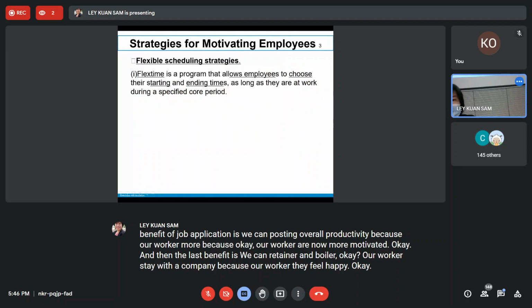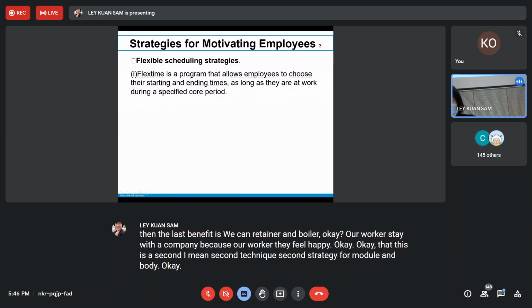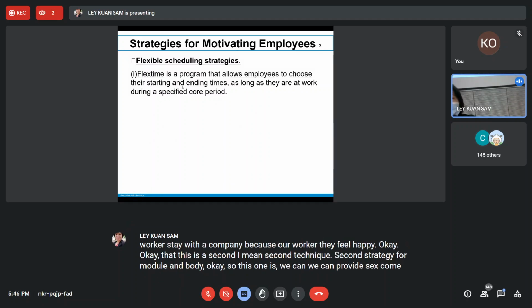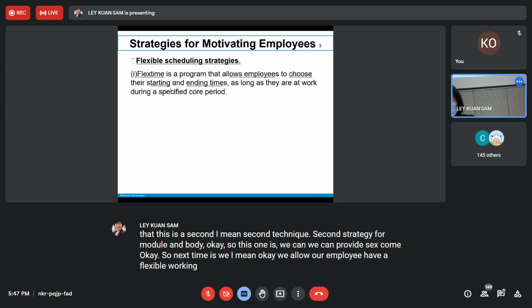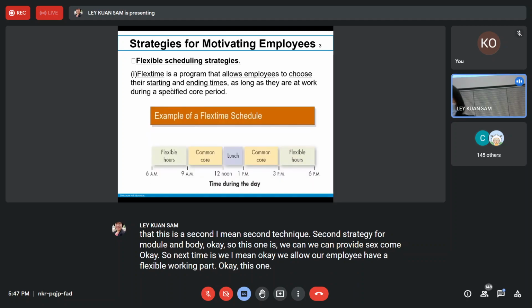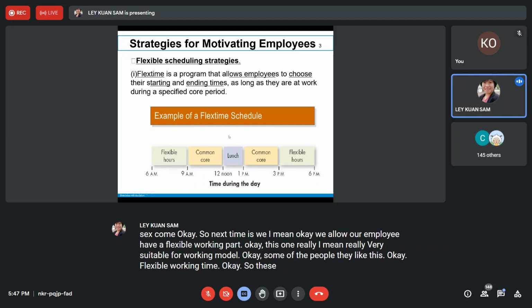Then this is the second technique, the second strategy for motivating employees. This one is we can provide flex time. Flex time means we allow our employees to have flexible working time. This is very suitable for working mothers. Some people like this flexible working time. So these are examples of flex time.